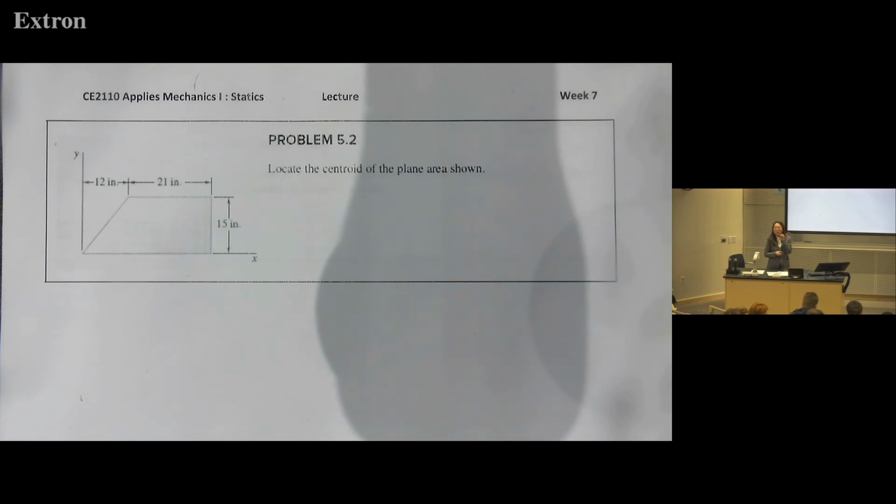Let's start our problem solving. Today we have 3 problems. First one is this problem 5.2. Locate the centroid of the plane area shown. So this area, right? So it's kind of a very simple composite shape. So we can use these 2 centroid equations to calculate the centroid together. So how can we divide this area? Triangle and rectangle. Great. Yes.